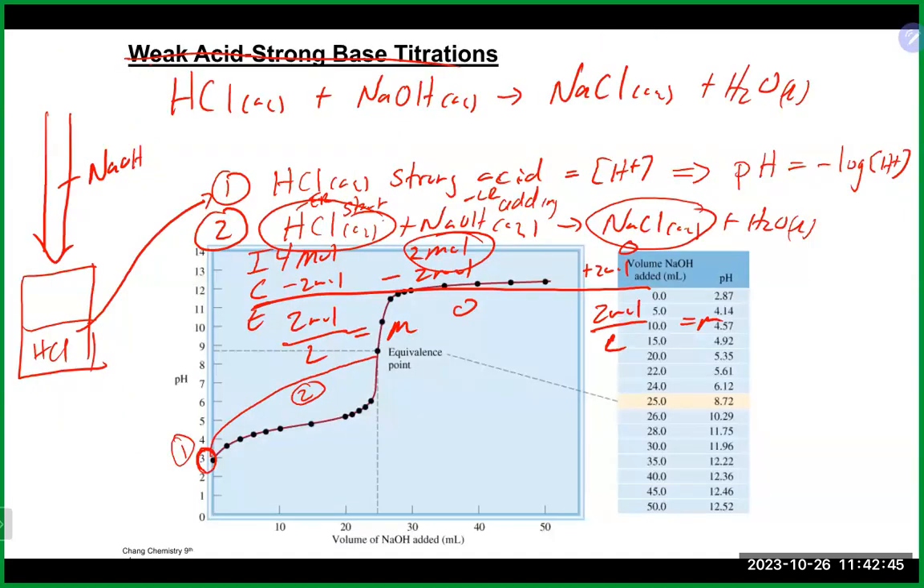So because it's a strong acid at this point, you would just take the concentration of the H plus, which would be our strong acid, and then go into the pH equation at that point.